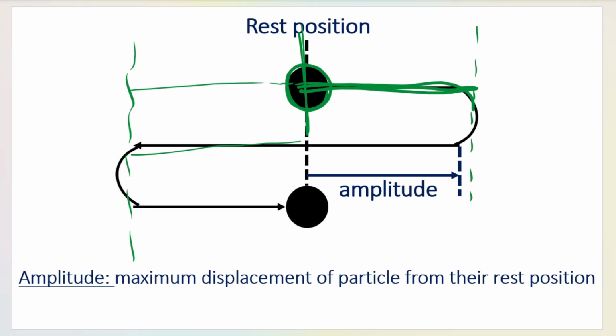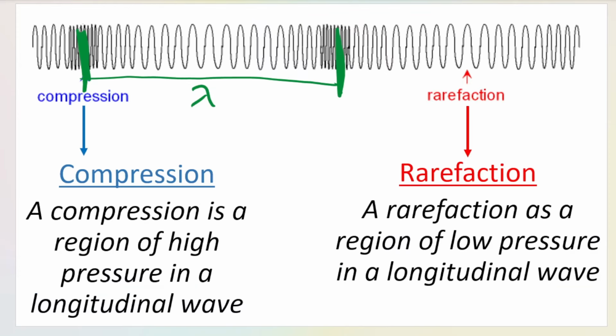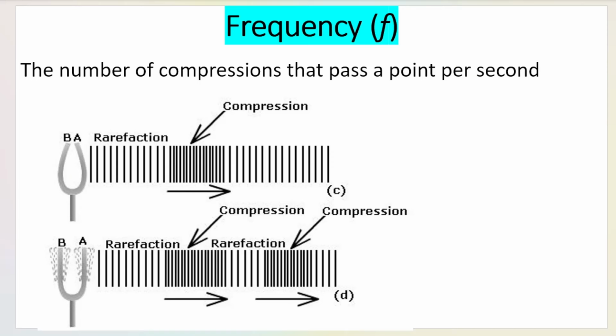Right. Now, what other properties of the wave or variables relating to the wave can you remember from transverse waves? So we've spoken about amplitude. We've spoken about wavelength. We've spoken about compression and rarefaction, which corresponds to the crest and the trough. Do you remember frequency? Well, remember the frequency of a transverse wave. That was the number of wave pulses that pass a point per second, or the number of crests that pass a given point per second, or the amount of wavelengths that pass a point per second.